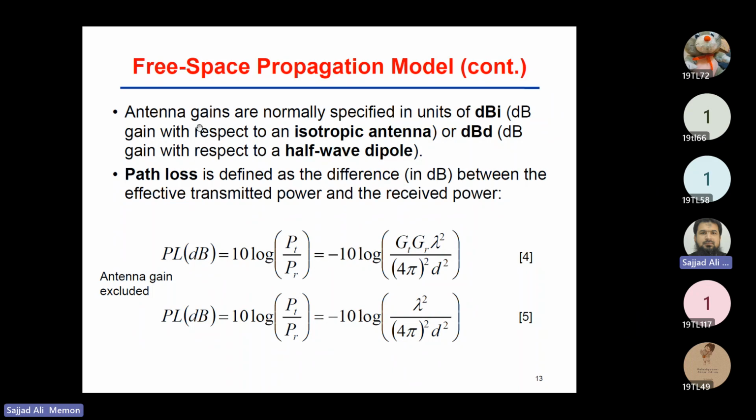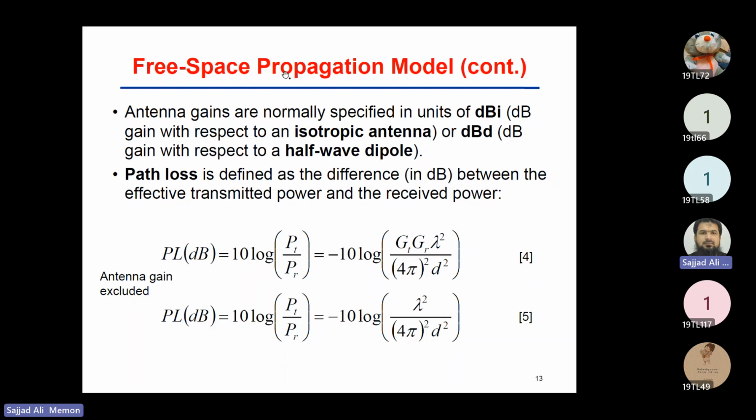Antenna gains are normally specified in units of dBi, that is dB gain with respect to an isotropic antenna, or dBd, that is dB gain with respect to a half wave dipole. So if it is dBd, that is half wave dipole. If it is i, then it is an isotropic antenna. Path loss is defined as the difference in decibels between the effective transmitted power and the received power. So that is the definition of path loss.